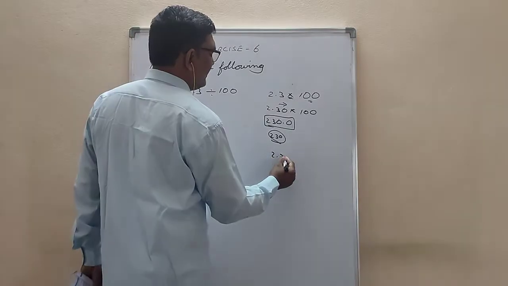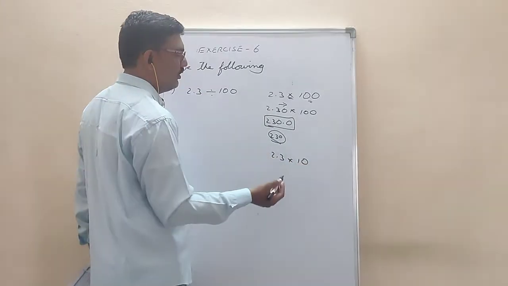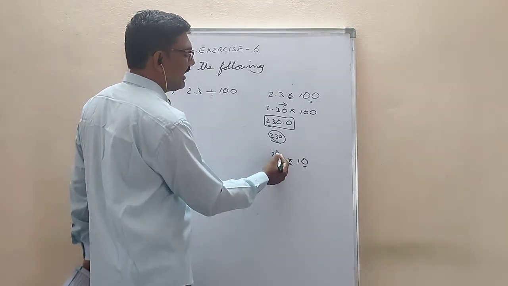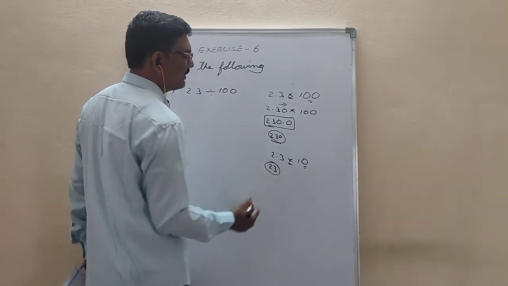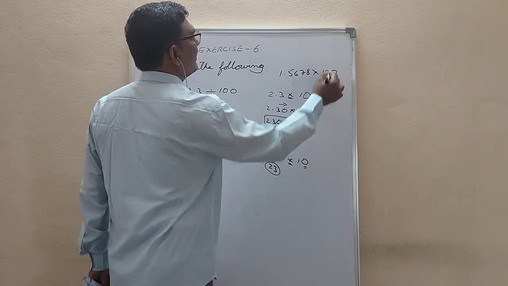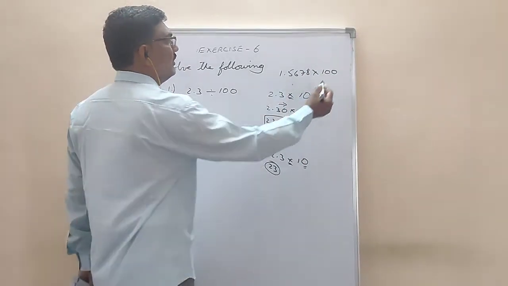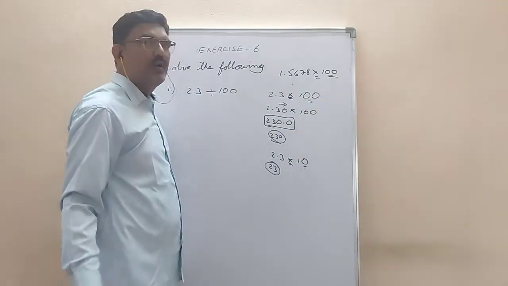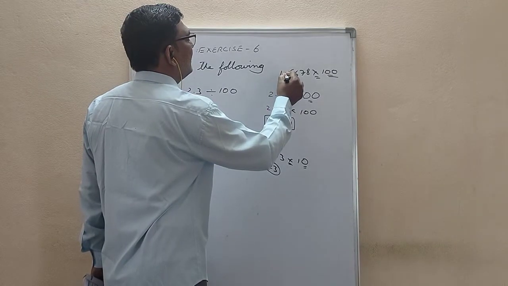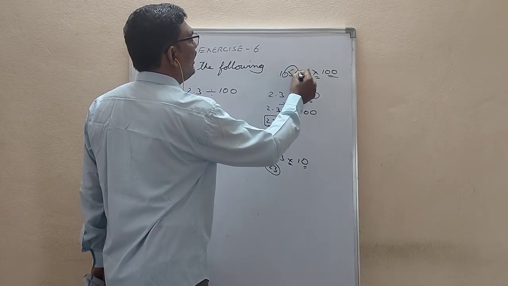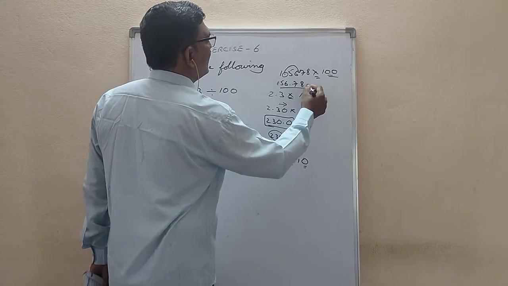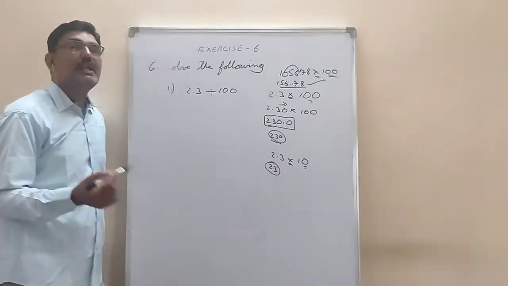So 2.3 into 10: what do you have to do? One zero, and the multiplication symbol is there, so the point moves 1 digit to the right side. So it becomes 23. Next, 1.5678 into 100. Two zeros are there, and the multiplication sign is there, so the point moves right 2 digits: 1 digit, 2 digits. So the point will move to here, and it becomes 156.78. This is the easy trick for multiplication.